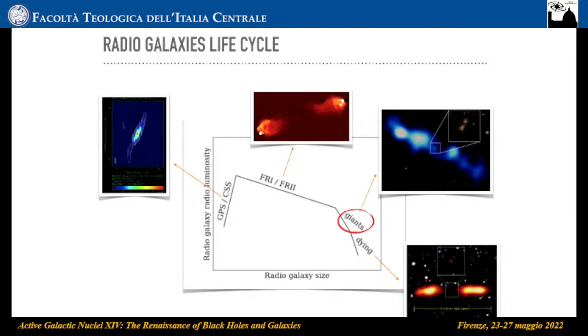And finally, eventually they die, leaving a glowing emission, radio emission from the lobes with the expanded plasma that keeps emitting in the radio band at lower and lower frequencies, while the central core is not visible anymore in the radio band.